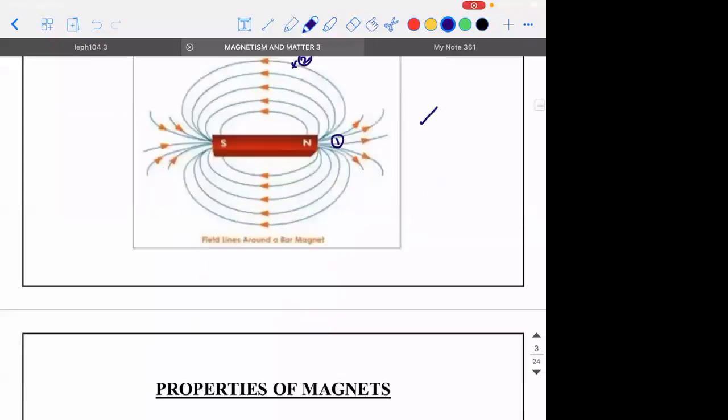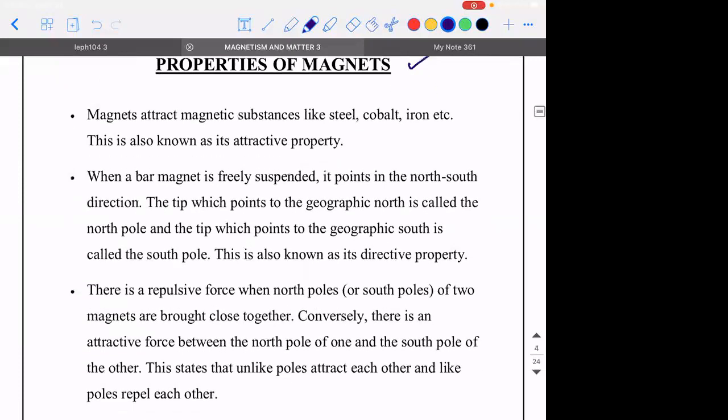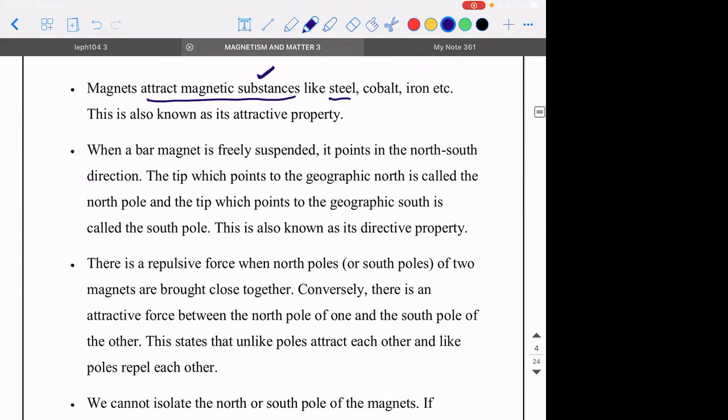This is a known fact to you guys. Okay. So based on this, let's see what are all the properties of magnets. Magnets attract magnetic substances. Magnetic substances are materials which respond to a magnetic field. So magnets attract magnetic substances like steel, cobalt, iron, etc. This is also known as its attractive property, right?